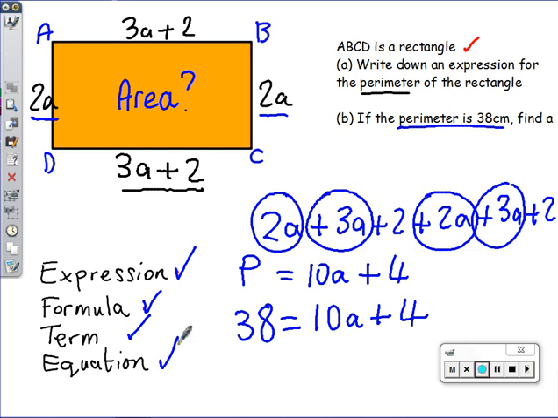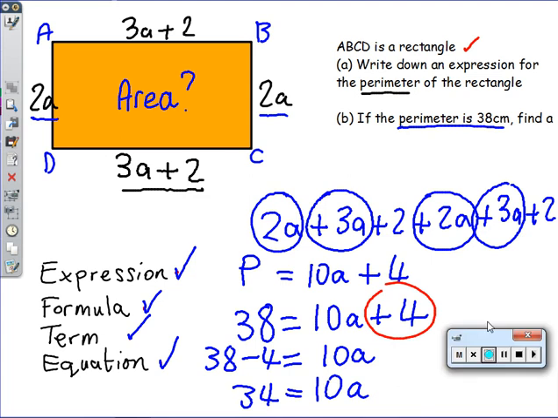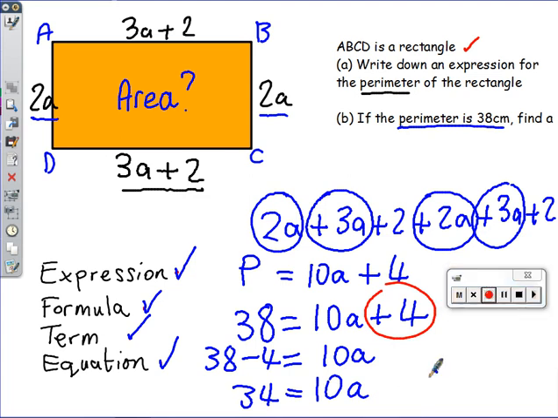To solve an equation, we need the a's on one side. Let's leave that 10a where it is on the right-hand side. Move that plus 4 over to the other side. And that becomes 38 take away 4. And therefore 34 is equal to 10a. And we should know then that that means 10 times a is 34, and therefore a is 34 divided by 10, so a is 3.4.